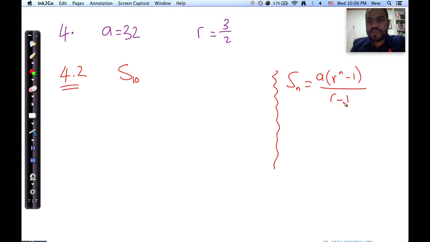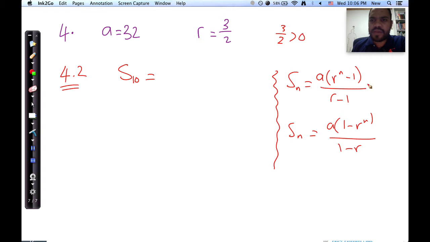And this is when R is bigger than 1. But when R is smaller than 1, we said we use the formula A multiplied by 1 minus R to the n all over 1 minus R. Okay. So in this case, clearly we can see that 3/2, which is the R that we have, is bigger than 1. So we're going to use that formula over there. And I'm going to write it down as A, R to the power of n minus 1, all over R minus 1.